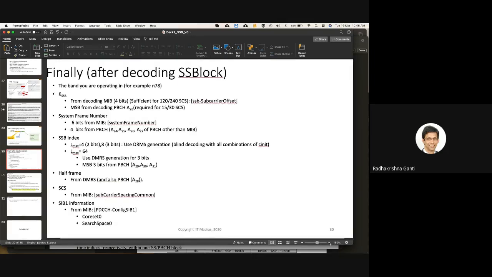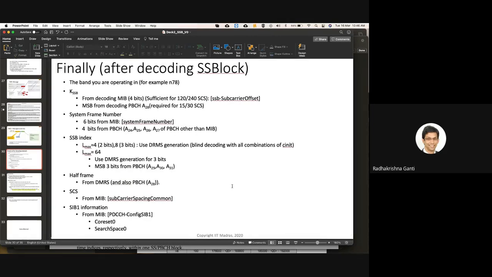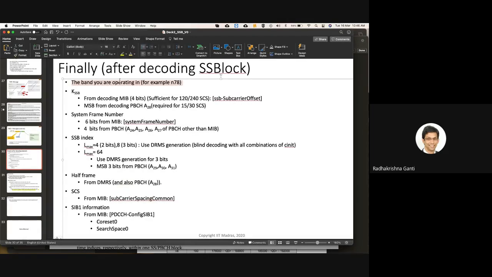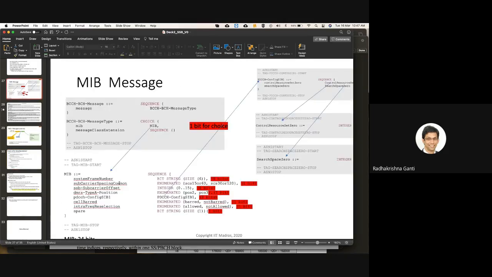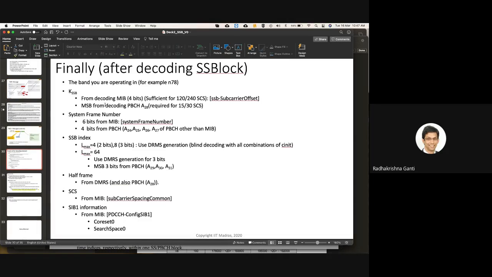So finally, when we decode the SS block, that means PBCH also, what do we get? I'm just going to zoom it a bit so that we can see it easily. Of course, the band you are operating, you know, because of the frequency location. You also know KSSB. KSSB is that offset, the gap to the offset. For 120 kilohertz and 240 kilohertz, you can decode them from decoding MIB, because this is a subcarrier offset, 4 bits.